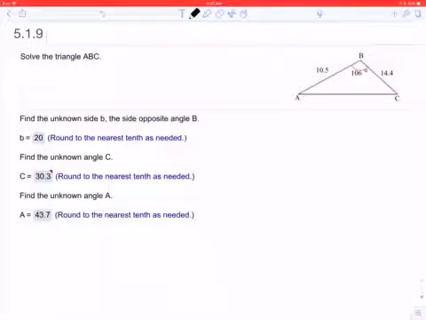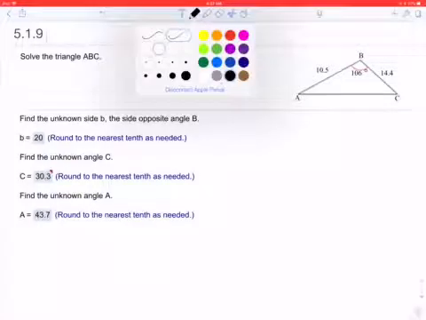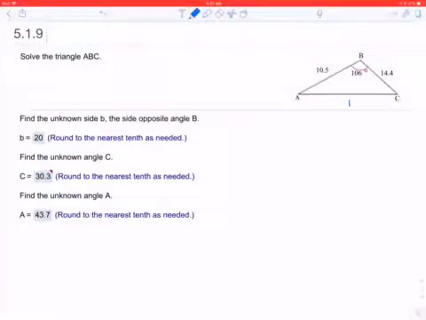Looking at this at first glance, in my mind, I would say, let's try the law of sines. I have my side B here, this is my side A, and this is my side C. But it doesn't look like we could do the law of sines. We can't do the law of sines.